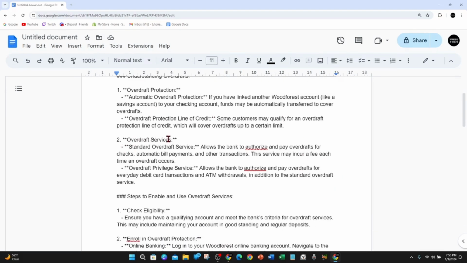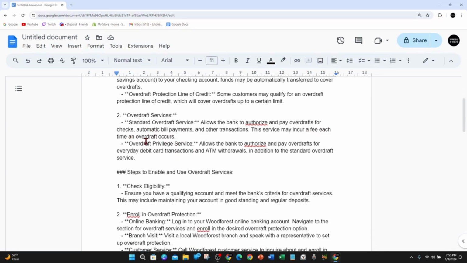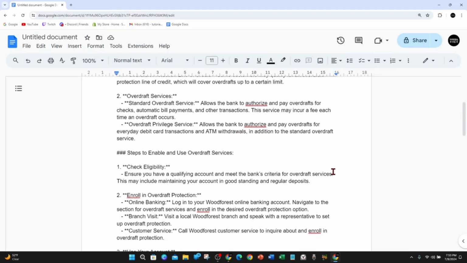And overdraft services. So this allows the bank to authorize and pay overdrafts for checks, automatic bill payments, and other transactions. This service may incur a fee each time an overdraft occurs. And overdraft privileges services allows the bank to authorize and pay overdrafts for everyday debit card transactions and ATM withdrawals, in addition to the standard overdraft service.